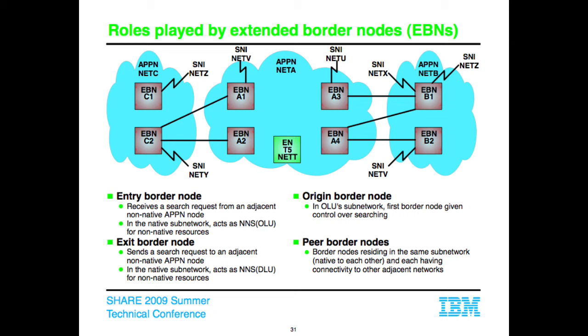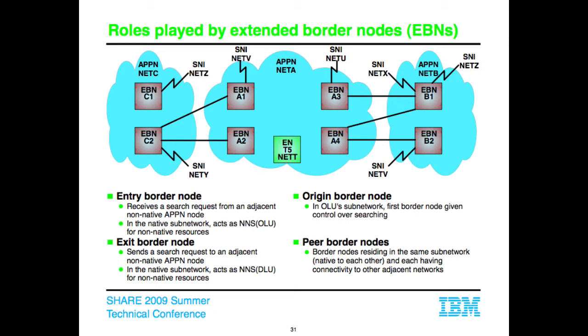Now, entry and exit border nodes are not distinct roles. It's possible that the same node is acting as both the entry border node and the exit border node. For example, if C2 sent a search request into A1, and A1 had a direct connection over to B1, and sent the search that way, then A1 becomes the entry border node as well as the exit border node for that search in that example. So the entry and exit border nodes may be the same node, they may be different nodes, and certainly there's an entry and an exit border node in every intermediate network.